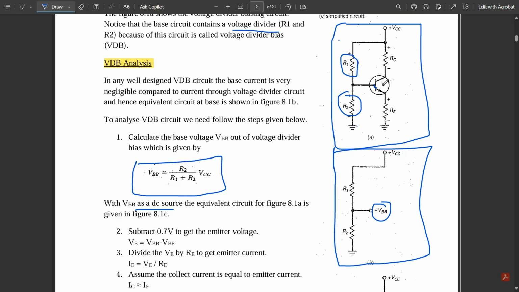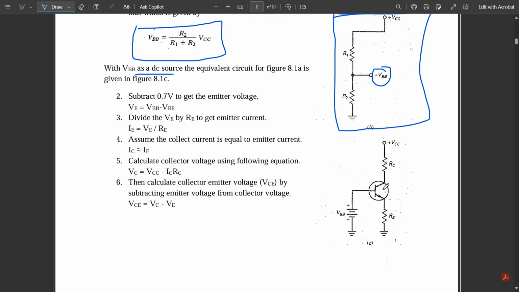So when VBB is acting as a DC source, the equivalent circuit would look like this. You see this figure, this is a DC source. DC source means we have an external power supply, and that external power supply helps us set the voltage value. We could vary the voltage value with respect to the DC source. So this is the equivalent circuit with respect to the DC source.